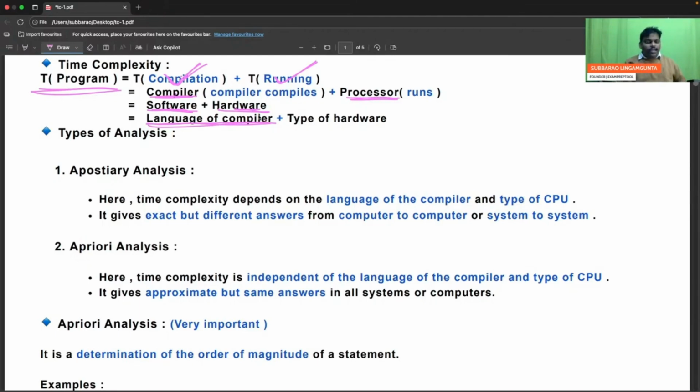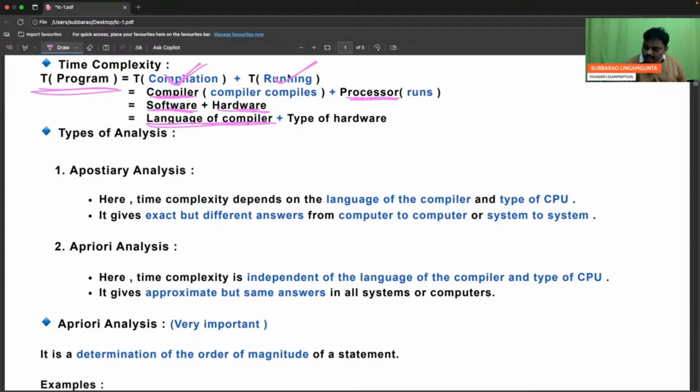I'm repeating again, very simple. The purpose of today's class is very simple: how to find time complexity. Time complexity of a program: time required for compilation, time required for running. Time required for compilation is based on the compiler, but the compiler is a software. That software is written using which language? Suppose software is written using a slow language, compile time is more. If written using a faster language, compile time is less.